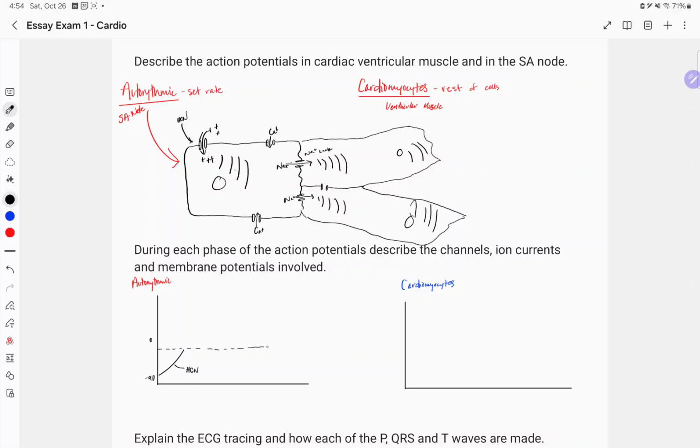And as the HCN lets these positive charges in, it opens these voltage gated calcium channels. So we have type L and type T. And then that's going to push sodium through these gap junctions, sodium leak channels.